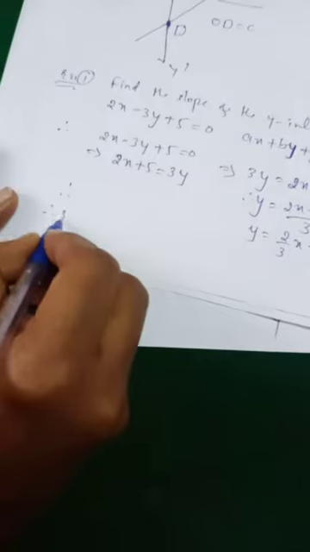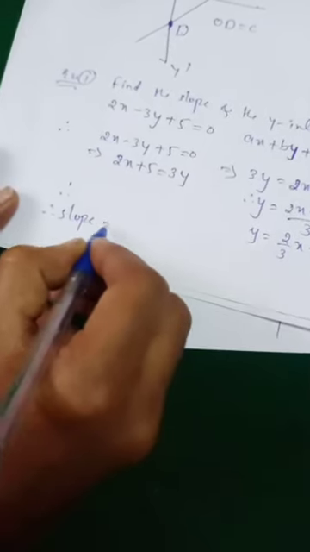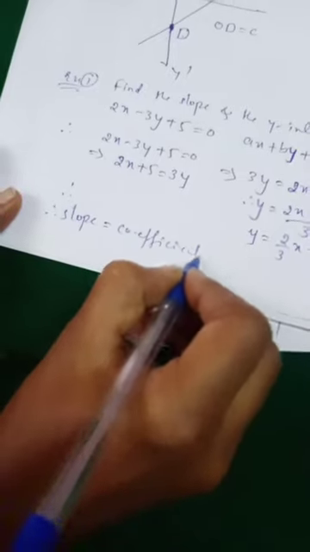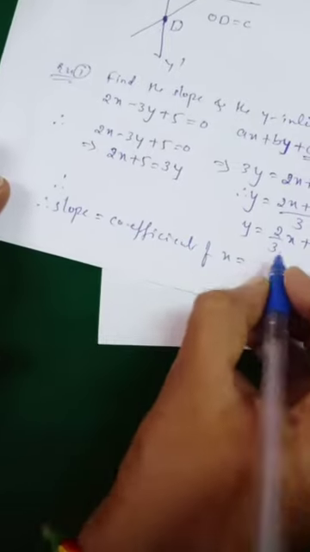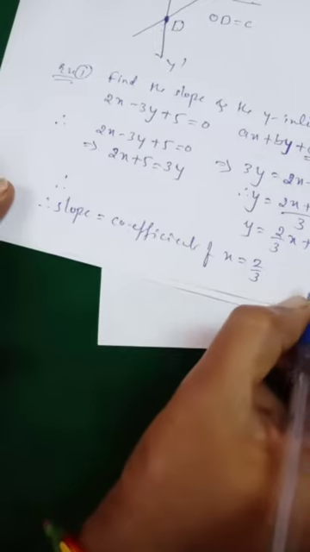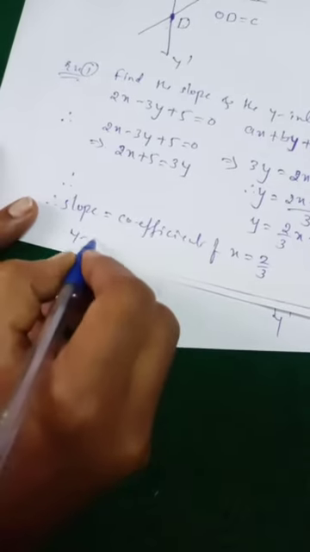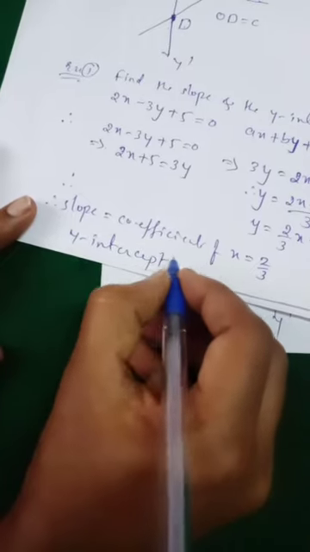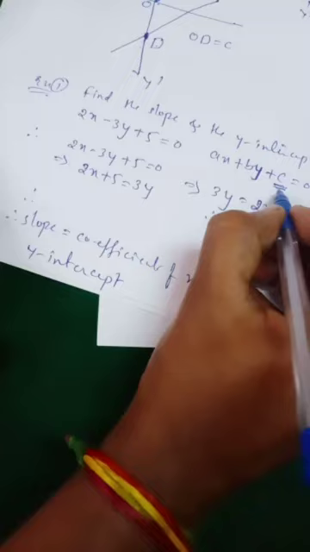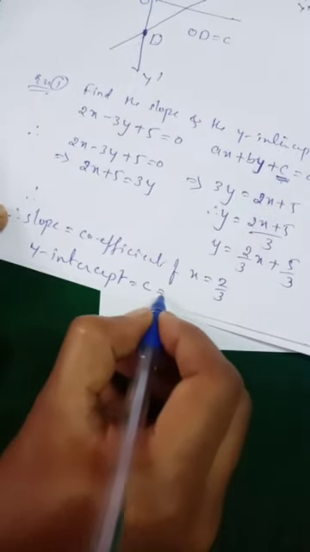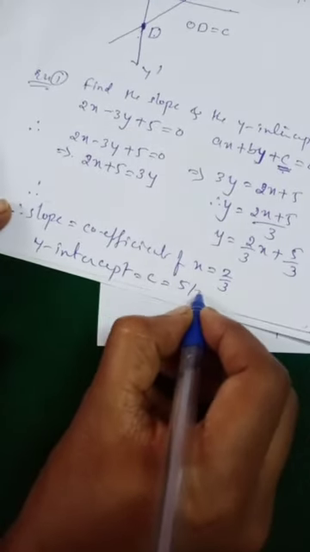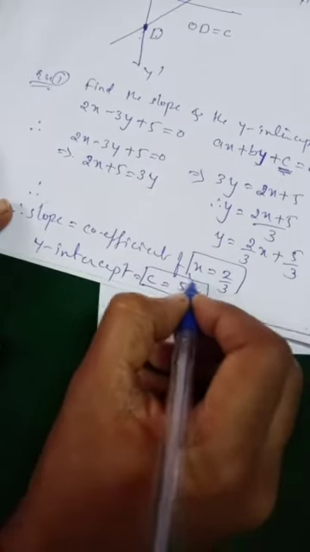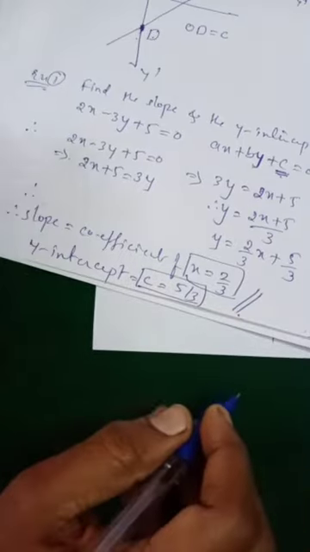Therefore slope is equal to the coefficient of x, which is 2 by 3, and the y-intercept, that is c, is the constant term here. So c, the constant term, is nothing but 5 by 3. So the y-intercept is 5 by 3 and the coefficient of x is 2 by 3 here.